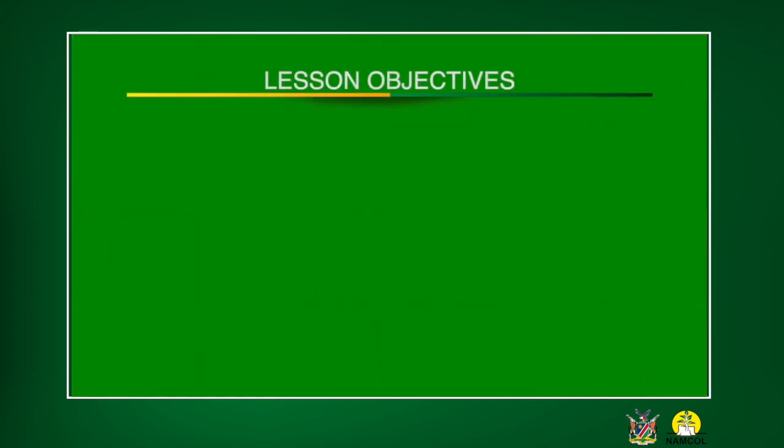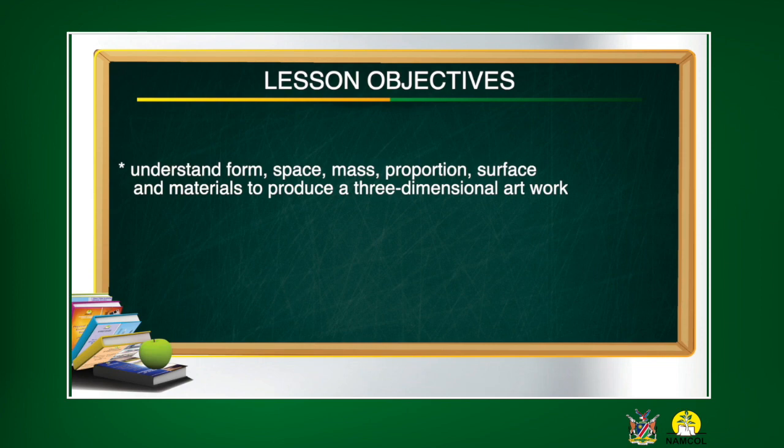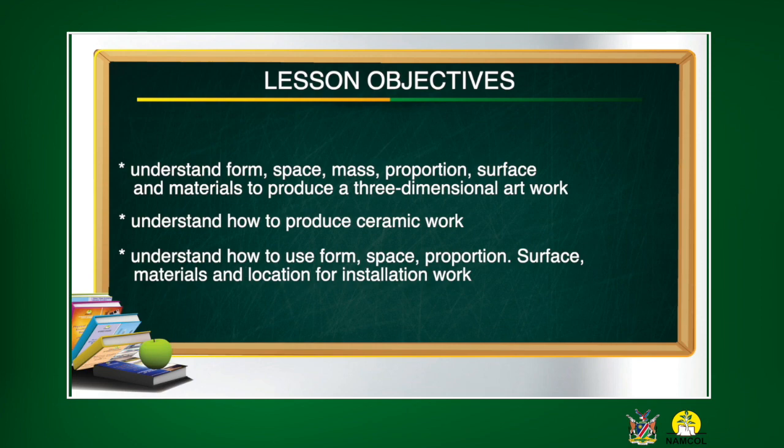So for today we have three learning objectives for this lesson, namely to understand form, space, mass, proportion, surface and materials to produce a three-dimensional artwork. Also to understand how to produce ceramic work. And lastly, to understand how to use form, space and proportion, surface, material and location for installation work.